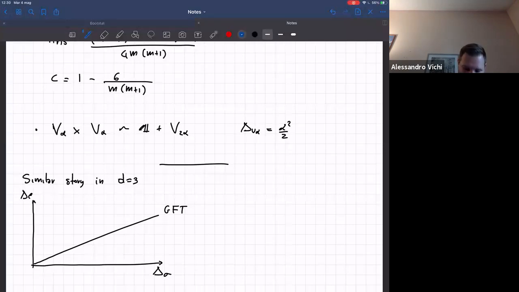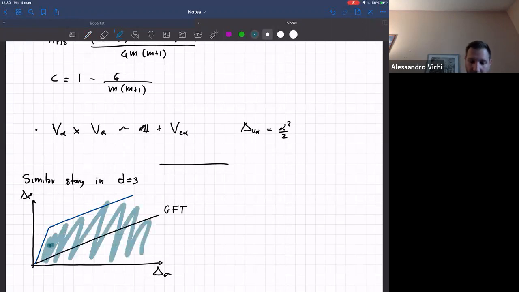But then on top of this, the boundary between the allowed region and the disallowed region looks something like this. It grows almost linearly, then it changes slope. It goes almost parallel to this line. And the allowed region again is inside. And again, there is a kink. And if you look where this kink is, the location is in correspondence of the predicted position of the Ising model in 3D by epsilon expansion or Monte Carlo.